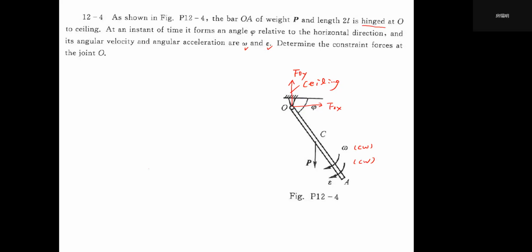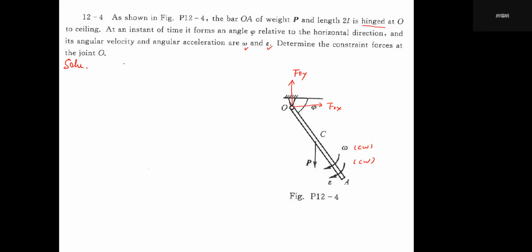We talked about this a lot in the first part, statics, where we learned that because of the type of constraint, it will have these two kinds of reactions. So, determine the constraint forces at the joint O. How can we find our solution? How can we find the values of FOX and FOY?